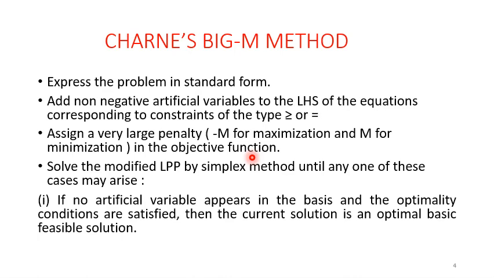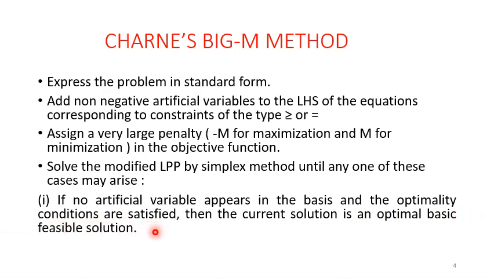So here there are three cases that might arise. The first case is if no artificial variable appears in the basis and the optimality conditions are satisfied, then the current solution is an optimal basic feasible solution.